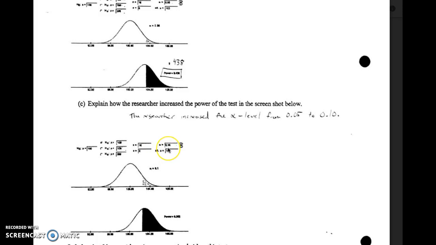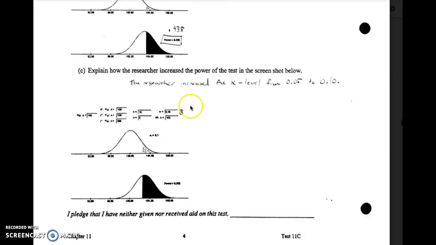The alpha level is now 0.10. And so we talked about this in question 9 on part C. One way you can increase the power is to increase the alpha level. So the alpha level in part A and B was 0.05, and now in part C it's 0.10. So they increased the power by increasing the significance level. And that's the whole practice test.